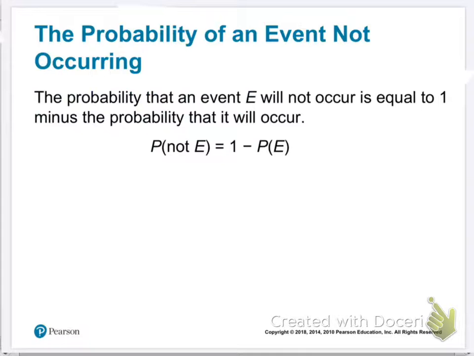Okay, so the probability of an event not occurring. The probability that an event, E, is not occurring is equal to 1 minus the probability that the event will occur. So if you know the whole sample space is 1, if you take out the part that you know will occur, the rest has to be what doesn't occur.